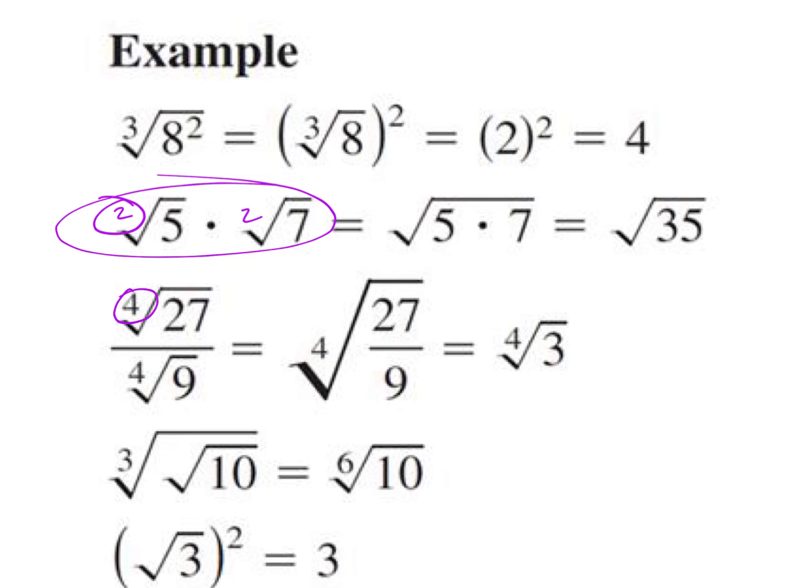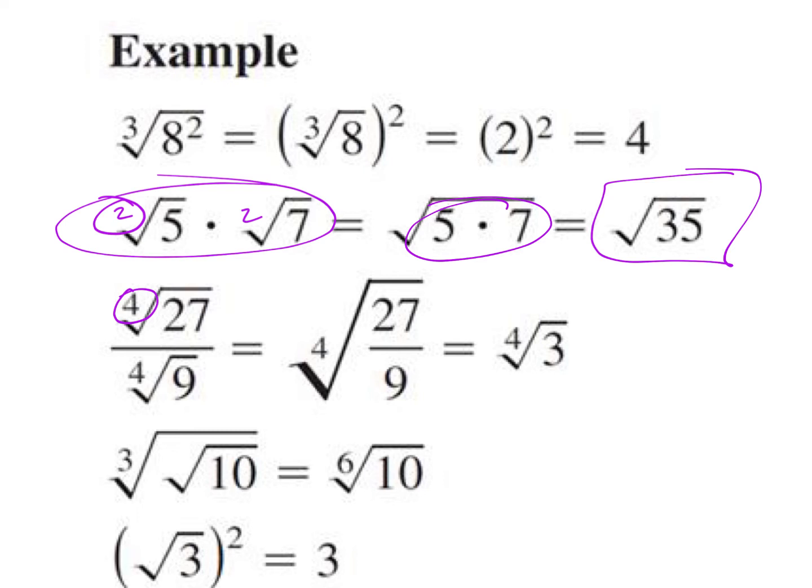So I always say the same houses you can combine. A house times a house is a bigger house. What I mean by that is, look, it's the square root of 5 times the square root of 7. Well, we can simplify that into one radical. 5 times 7 gives me the square root of 35. If it was the cube root times the square root, you can't. But if they're the same index, which is the little number in front, you can combine them.